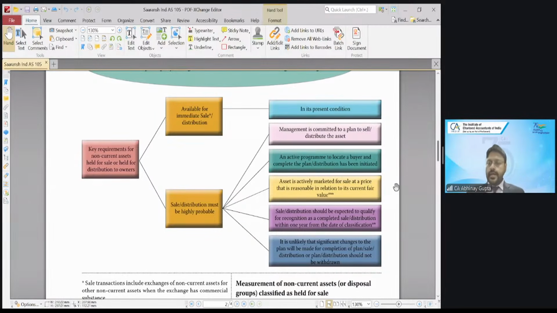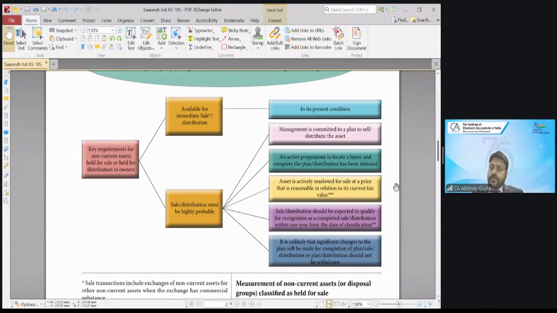That is clear, right? So the condition is that it should be marketed at a reasonable price in relation to the current fair value of the asset group, right? Whatever the current fair value of the asset group is in the market, whatever the company is desiring to fetch by selling these assets should be reasonably placed, right?